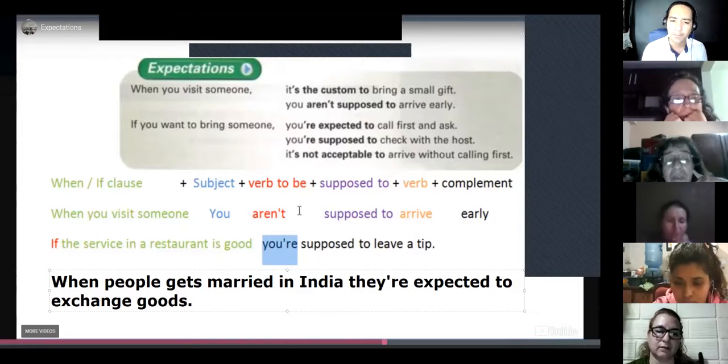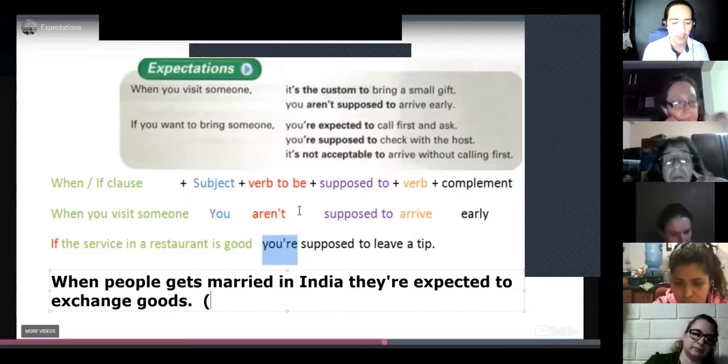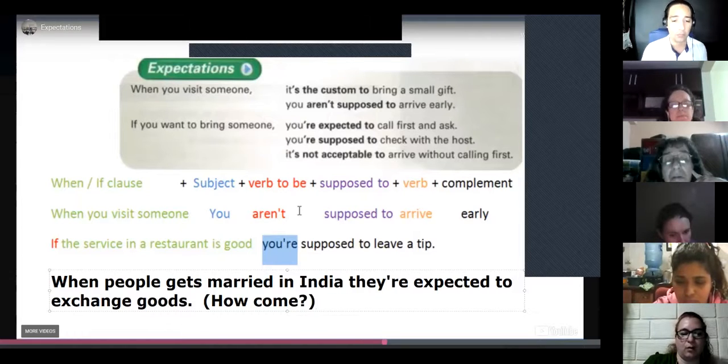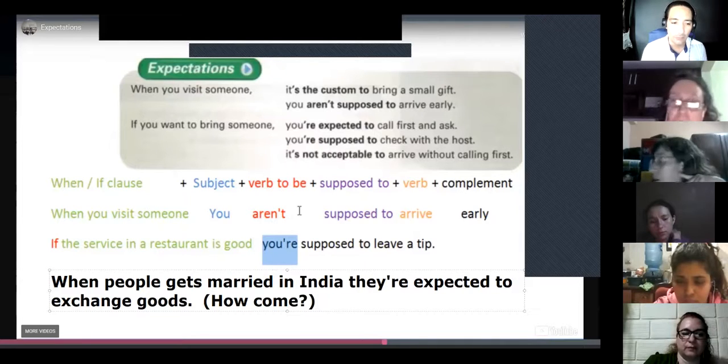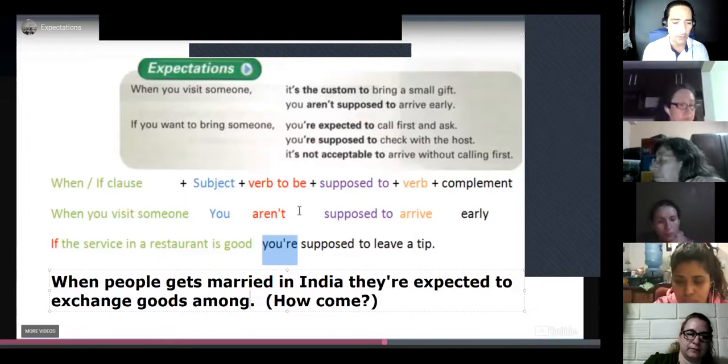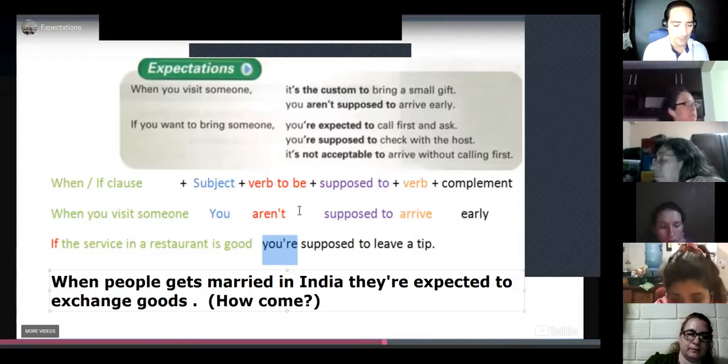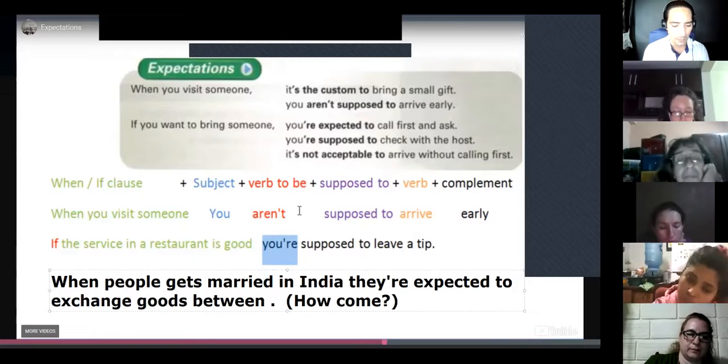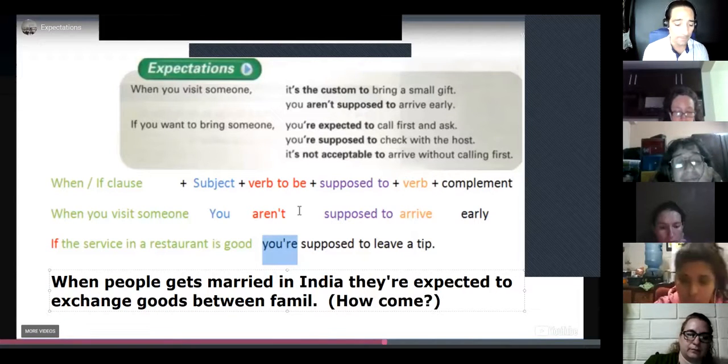How come? Exchange goods. Remember, what's the meaning of how come? ¿Cómo así? Remember, I told you that. Okay. When people get married in India, they're expected to exchange goods. Maybe I should add something else, right? Among families or between families. Did you know that?